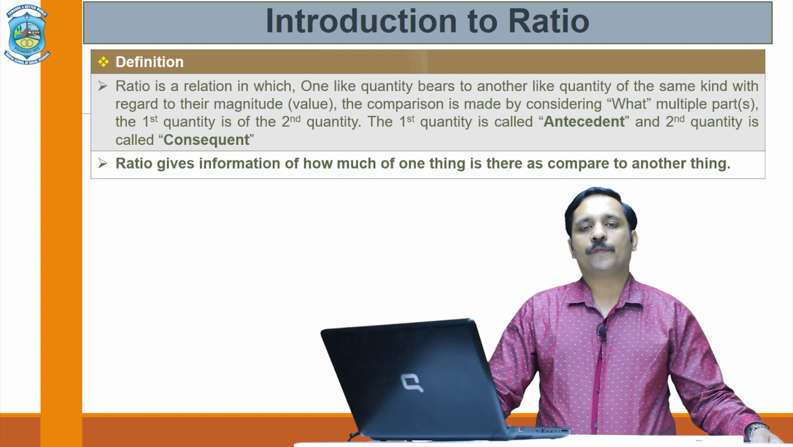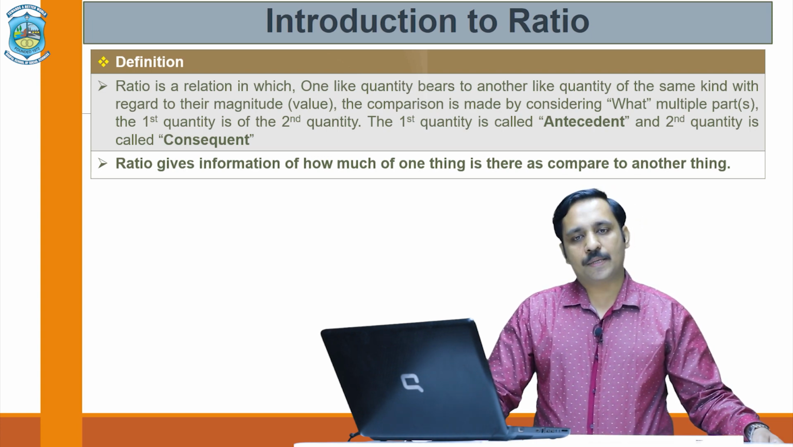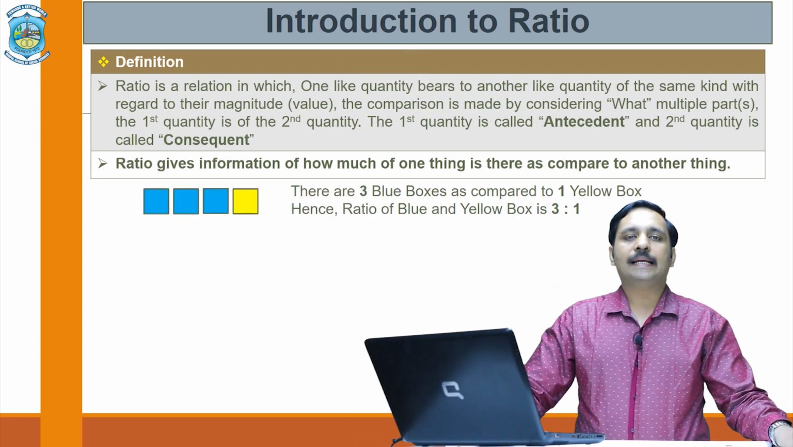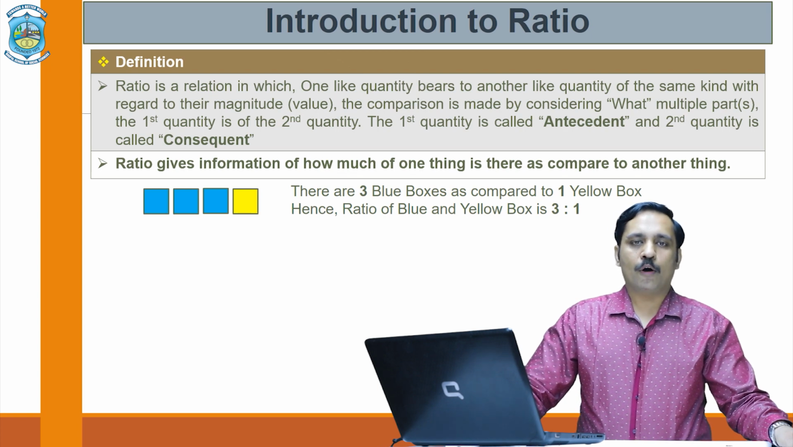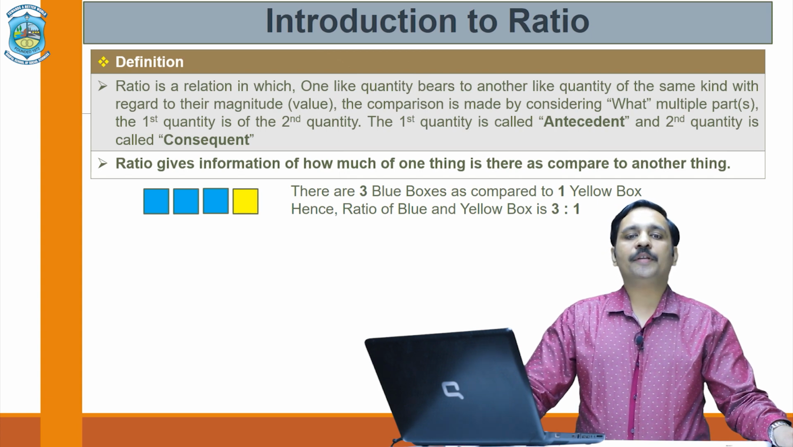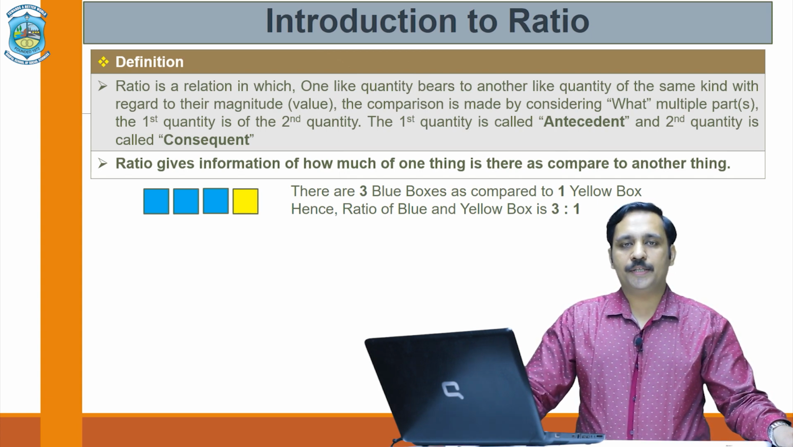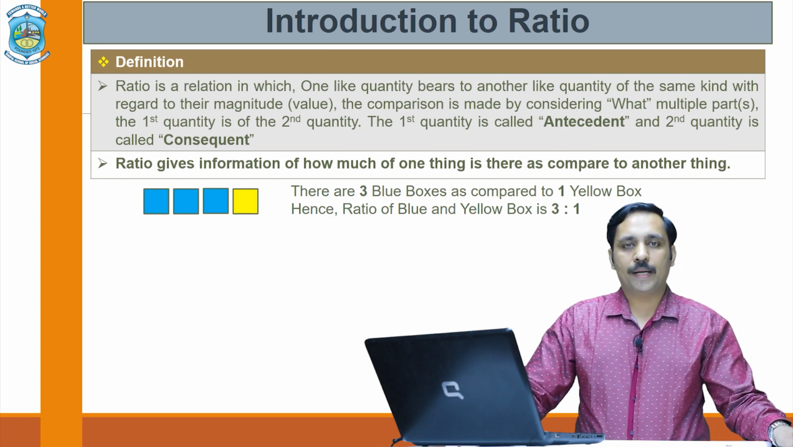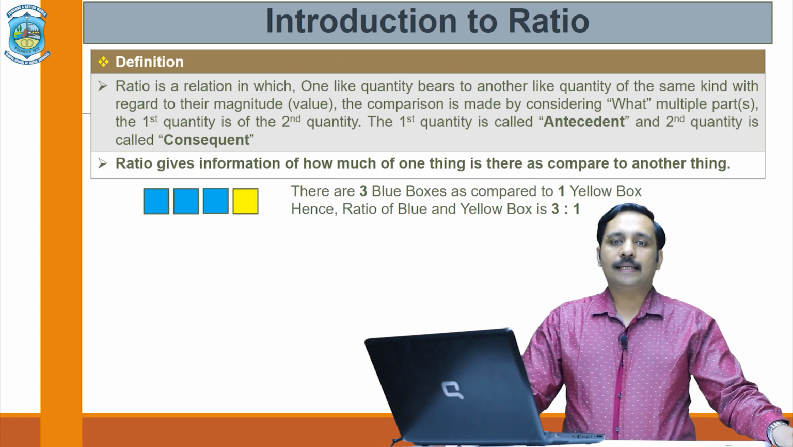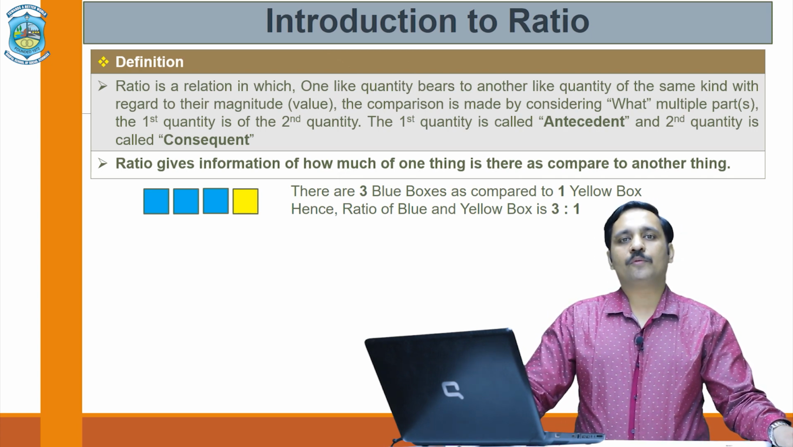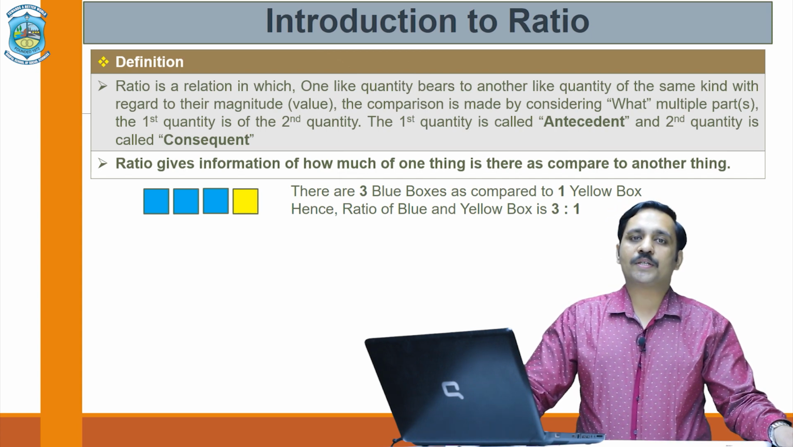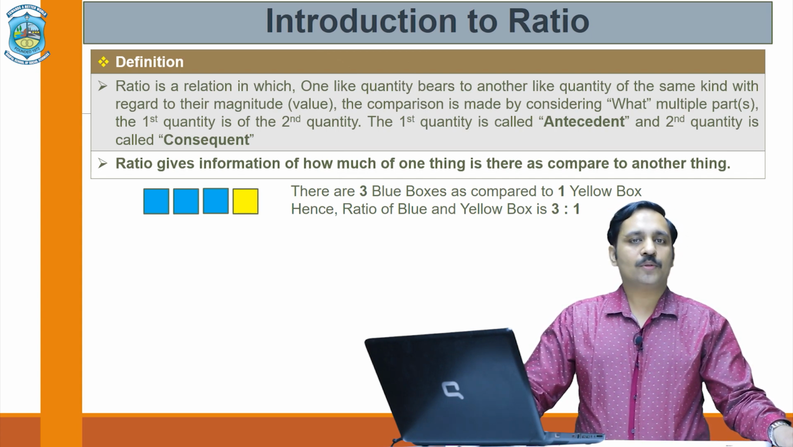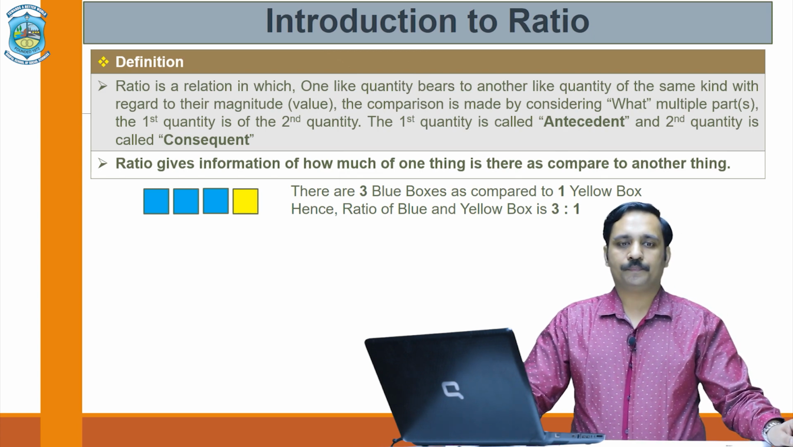Ratio gives information of how much one thing is there as compared to the other thing. For example, there are 4 boxes here, 3 of blue color and 1 of yellow color. So I can say that there are 3 blue boxes as compared to 1 yellow box. That means the ratio between blue and yellow boxes is 3:1. In other way, I can say that there is 1 yellow box as compared to 3 blue boxes. Now the ratio between yellow and blue box is 1:3. Please note here that 3:1 is not equal to 1:3.